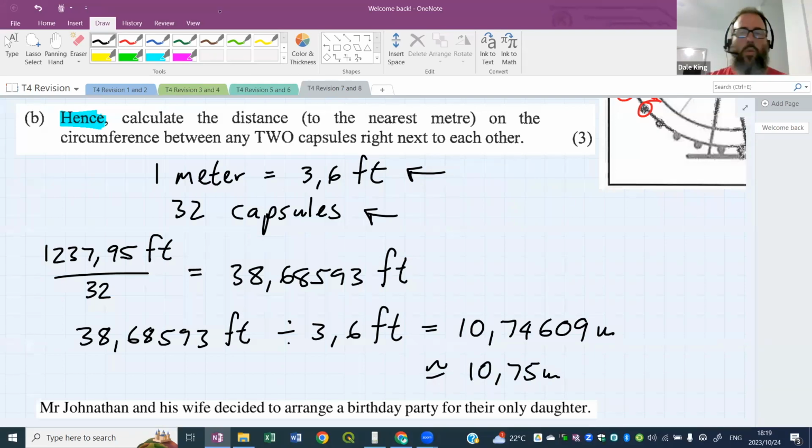If at any point you're like, what is going on here? Raise your hand or send us a message. Say, sir, please go back there. I didn't understand what you did. But I hope you understand. So we took the whole circumference. We said there are 32 points on that circumference. They want to know what is the distance between each one. So we cut that whole circumference up into 32 pieces. And we see that each piece is 38.68 feet, but we want that in meters. So we have to divide by 3.6 feet.